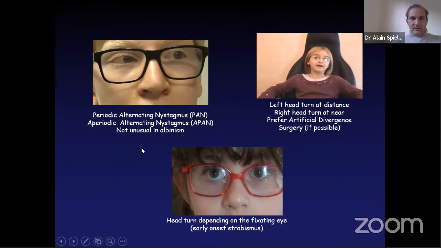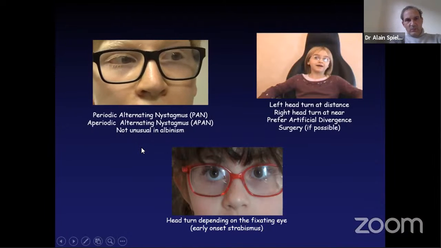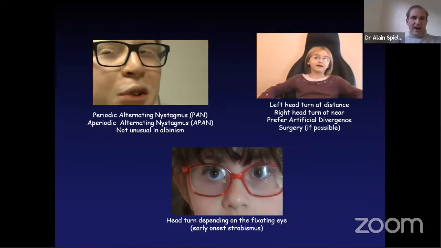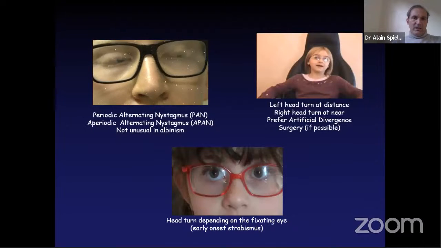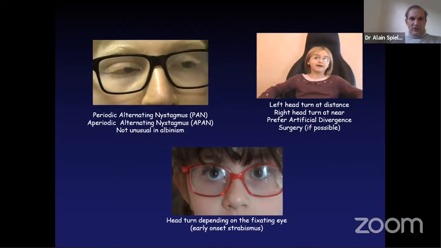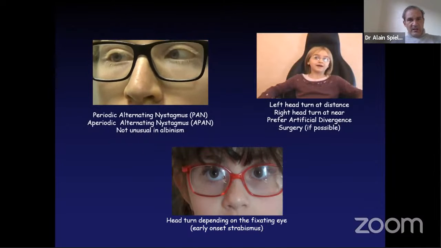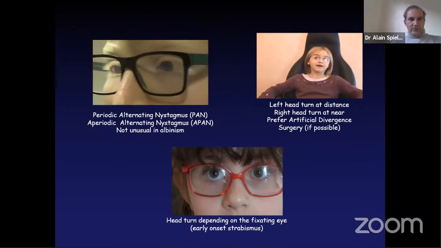Now, in this young adult, nystagmus is blocked on right gaze, and after a few minutes, it will change. The head turn will change, and you will see another head turn, and nystagmus getting worse in the right gaze.